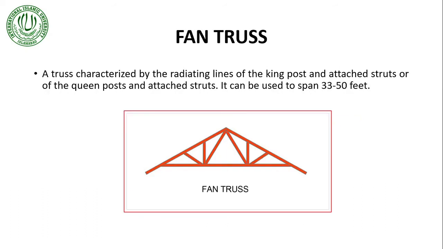The next type of truss is fan truss. This truss is characterized by the radiating lines of the king post and attached struts, or of the queen post and attached struts. It can be used for a span of 33 feet to 50 feet.